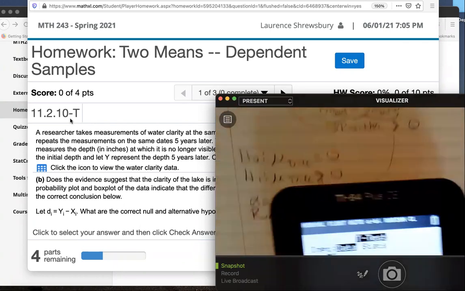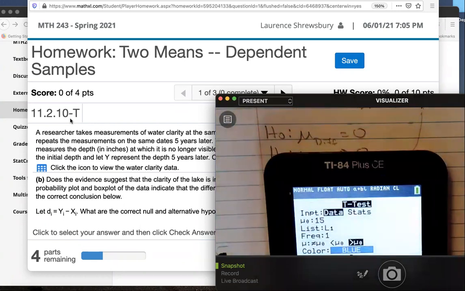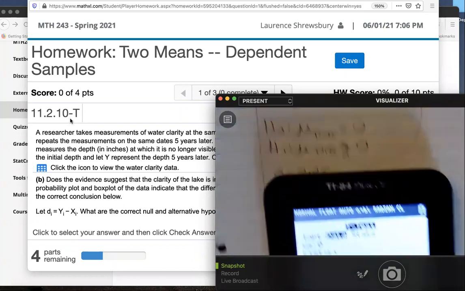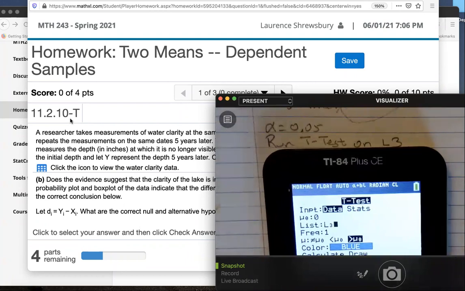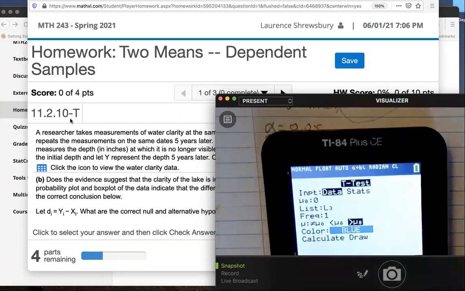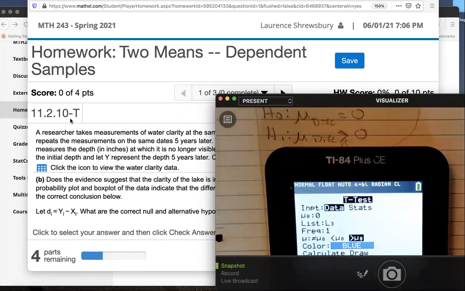So you probably have stats highlighted, but press the left arrow, highlight data, and then press enter to select it. Now, what is our hypothesized value for the population mean of differences? Always zero. Do we want list one? No, we don't. List two? No, we don't. Who do we want? List three. So press your second key and three to get list three in there. Frequency is always going to be one. And let's see, which inequality did we have? We had the greater than. So I need to go down here, highlight this one, the greater than, hit enter.